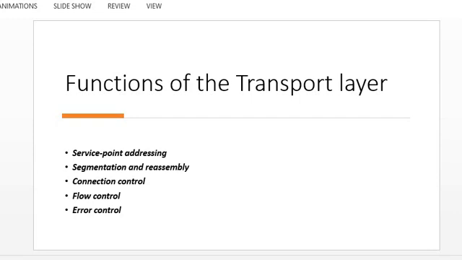So I think for now, let's end here. Then we continue looking at the OSI reference model when we look at the session layer. In order for our video not to be very long, I will end here on the transport layer, then start the next video looking at the session layer.